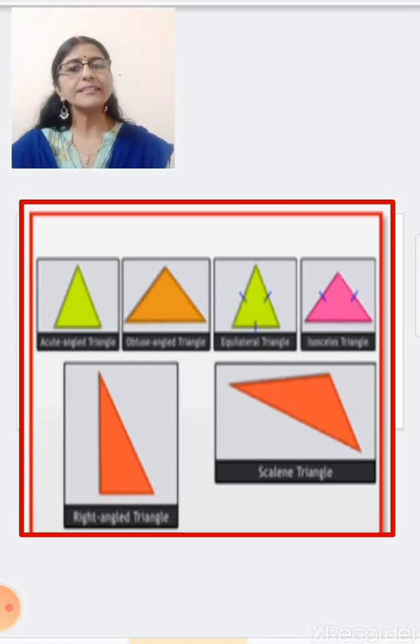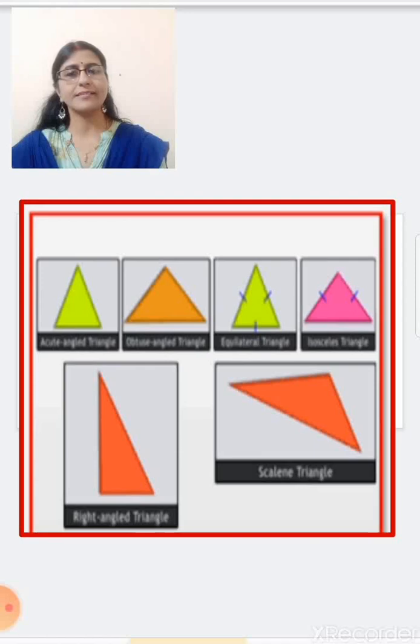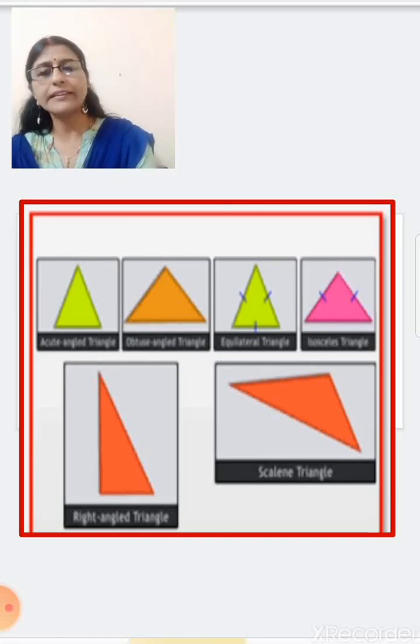Now last one is, you can see here, it has all the sides different and one angle you can make out, it is more than 90 degrees. So you can call it an obtuse angled scalene triangle. You can name it by both the ways. First by seeing the angle and then by seeing the sides. So together you can name the triangles. Now let us go to the next slide and see what is there.